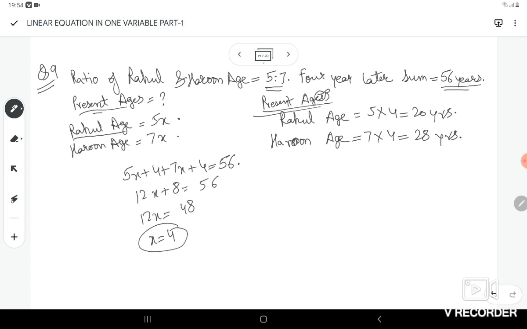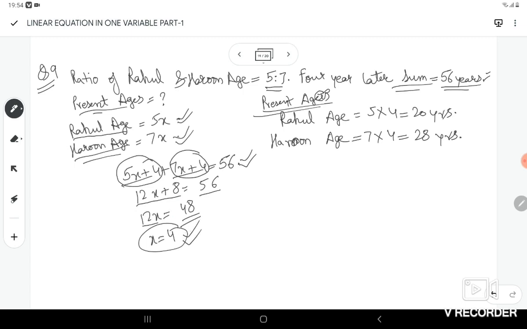So Rahul's age, if we let it be 5x, then Haroon's age would be equal to 4x, and it's given after 4 years. So Rahul's age after 4 years will be equal to 5x plus 4. Haroon's age after 4 years would be equal to 4x plus 4, and the sum is given as equal to 56. So 5x plus 4 plus 4x plus 4 comes out to be equal to 56, which gives us 9x plus 8 equal to 56, and 9x comes out to be equal to 48, and x comes out to be equal to 4.